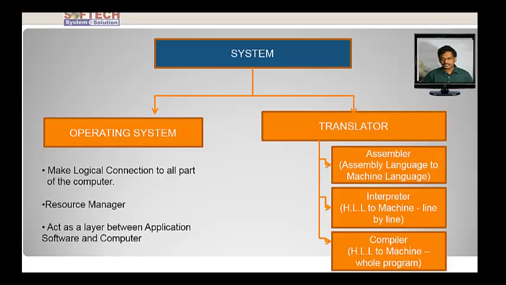The assembler is a software. That software helps the computer. It converts from assembly language into machine language coding. It converts the assembly language program into a machine language program. This is the function of the assembler.